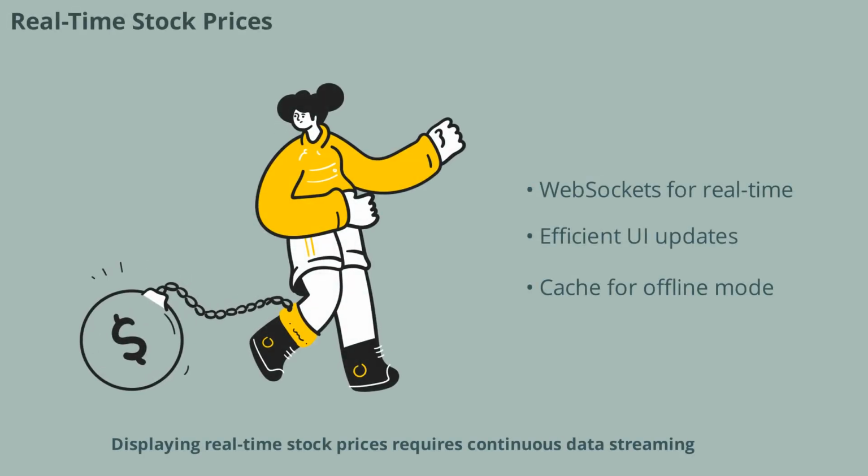Displaying real-time stock prices requires continuous data streaming. Use WebSockets or libraries like Firebase or Pusher for real-time updates. Update only relevant UI components to keep the experience smooth. Throttle updates to avoid overwhelming the server and app. Cache data for offline viewing, and handle errors gracefully by notifying users when data is outdated.